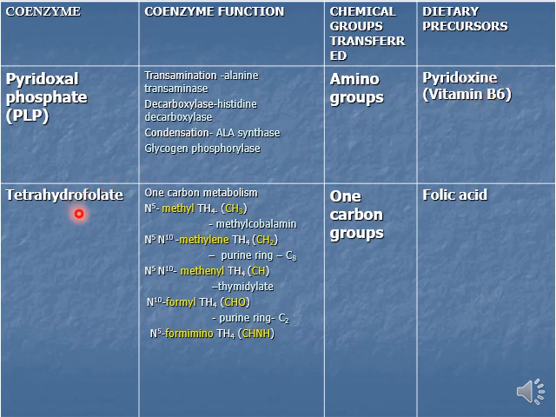Next is tetrahydrofolate or tetrahydrofolic acid. It helps in 1-carbon metabolism in the form of N5-methyl tetrahydrofolic acid, N5-N10 methylene tetrahydrofolic acid, N5-N10 methenyl tetrahydrofolic acid, N5 formimino tetrahydrofolic acid, and N10 formyl tetrahydrofolic acid. It transfers 1-carbon groups. Its dietary precursor is folic acid or vitamin B9.